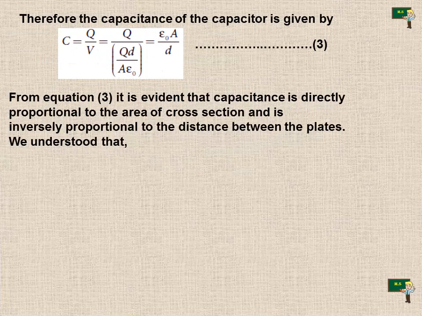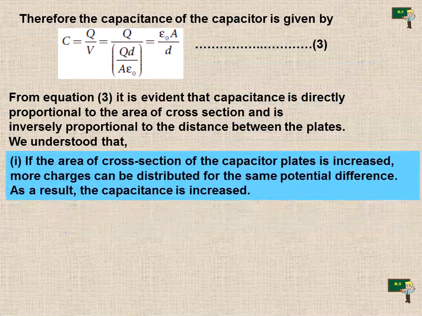From equation 3, it is evident that the capacitance is directly proportional to the area of cross section, and inversely proportional to the distance D between the plates. Using this, we understand that if the area of cross section of the capacitor plate is increased, more charges can be distributed for the same potential difference. As a result, the capacitance is increased.